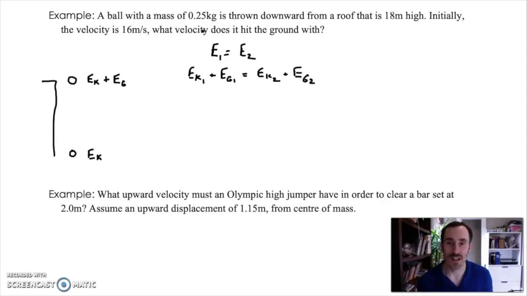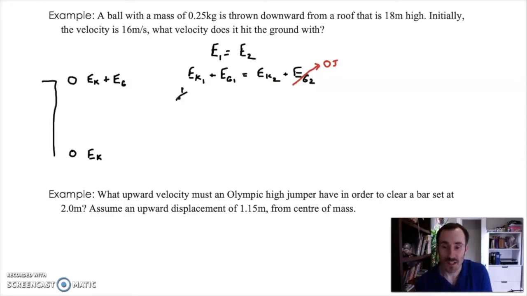Now, we just said that there is no gravitational potential energy at the end, and so this EG2 part over here is unnecessary. This is just 0 joules anyway. So you are allowed, when you're setting up this equation, to account for where there is energy. Is there energy at the beginning? Is there energy at the end? You can just decide not to include this EG2 at the end because you already know it's 0.